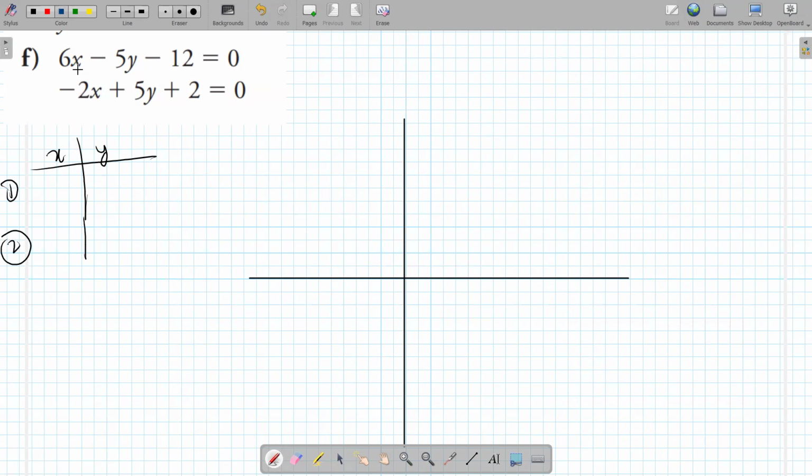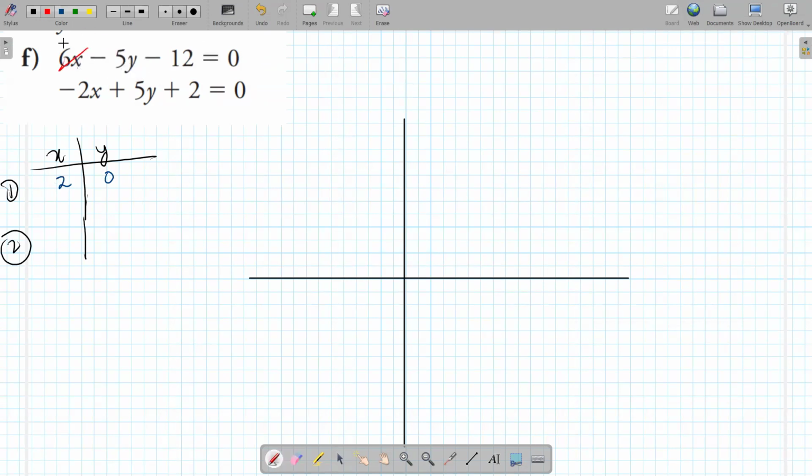So remember, x-intercept is when y is 0, yeah? So if this is 0, what's the value of x? So this becomes 6x minus 12 equals 0, yeah? Because y is 0, x becomes 2. So when y is 0, x is 2.